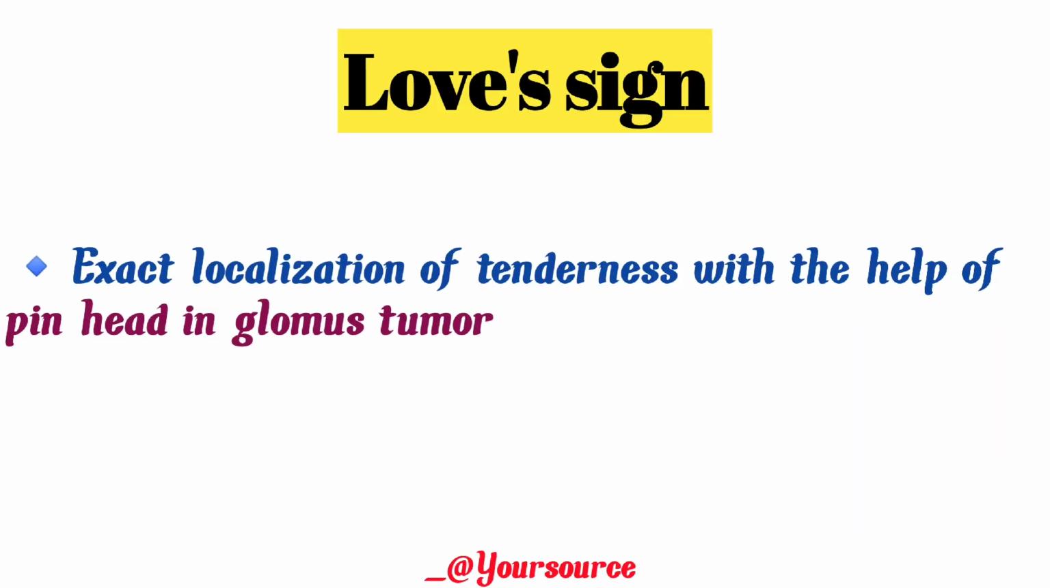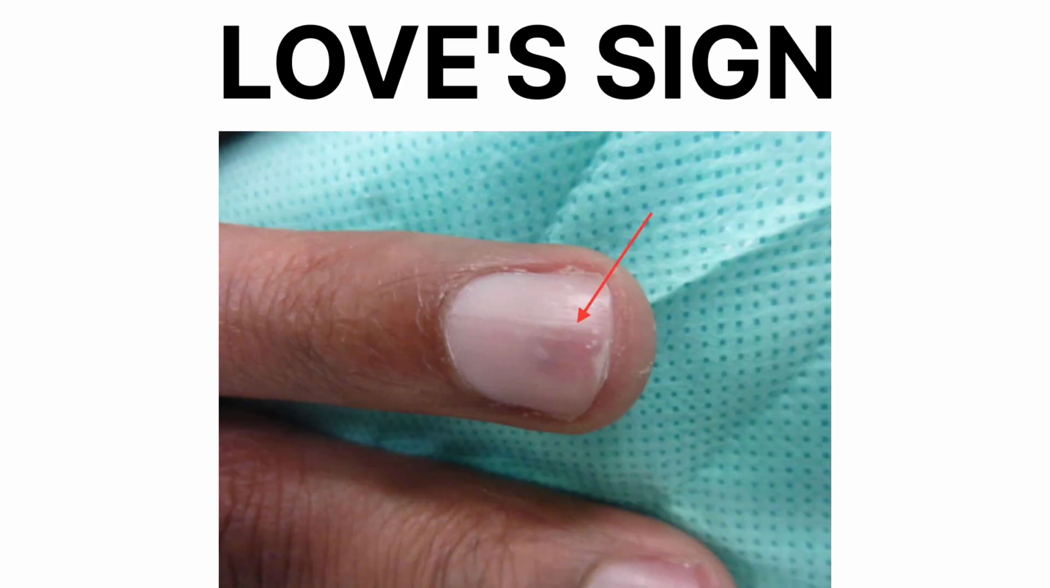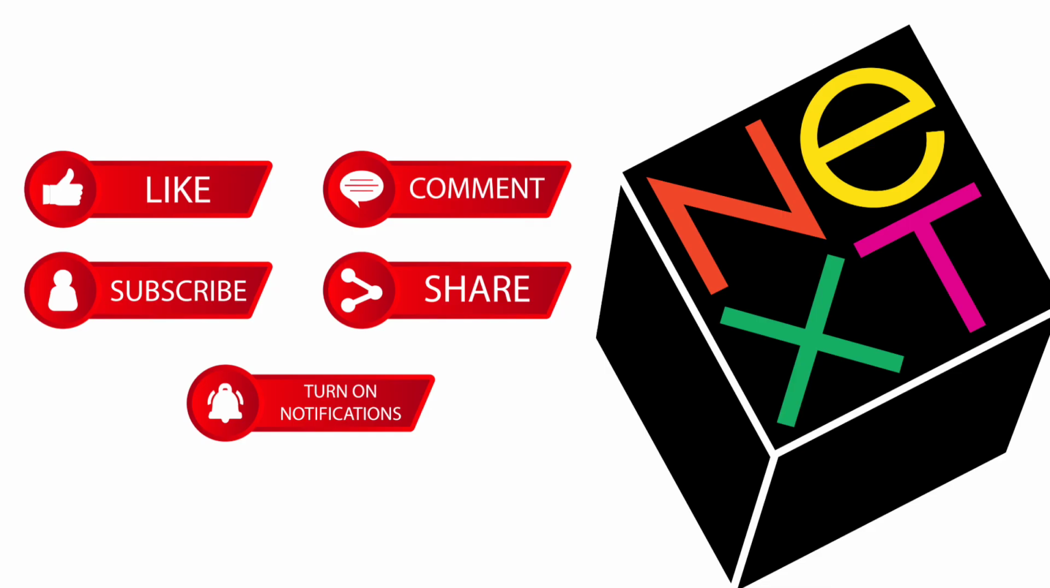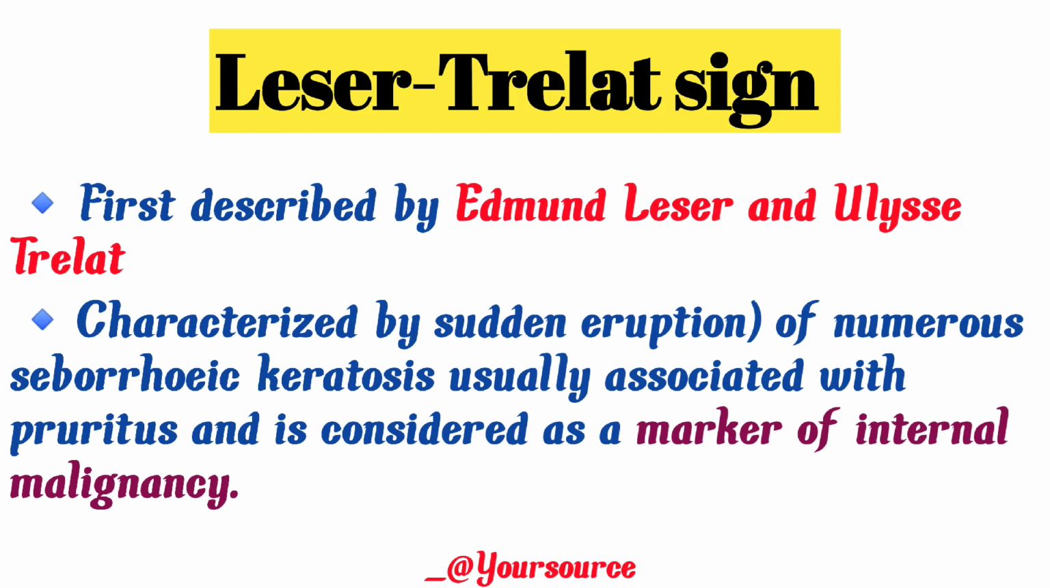Love's sign. Exact localization of tenderness with the help of a pinhead in glomus tumor. Leser-Trélat sign, first described by Edmund Leser and Ulysse Trélat, characterized by sudden eruption of numerous seborrheic keratoses usually associated with pruritus and considered a marker of internal malignancy.